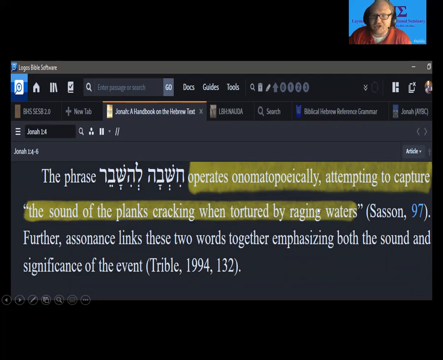It mentions the ship here. Onomata, as this is where the word onomatopoeia comes from. Onomatopoeically, attempting to capture the sound of the planks crackling when tortured by raging waters. So this would be hishva to hishver, hishva to hishver. So the rushing water or whatever. And it makes reference to Sassoon, which is in the Anchor Bible about that.